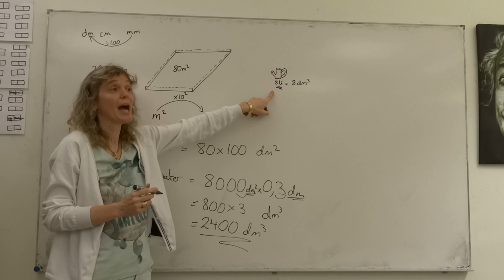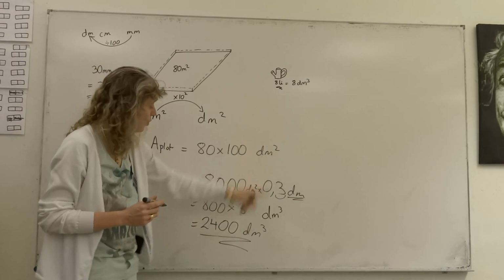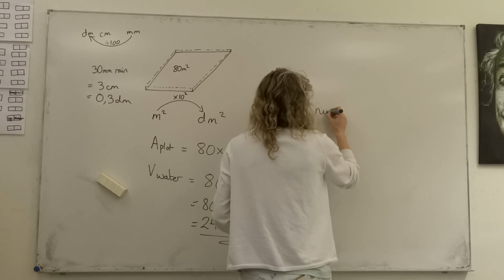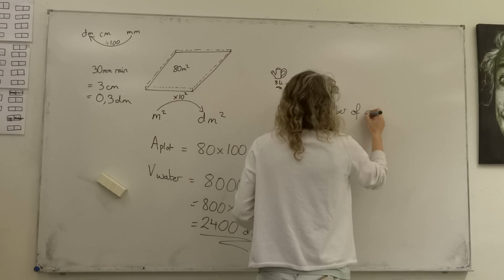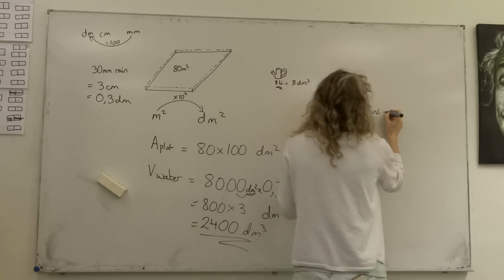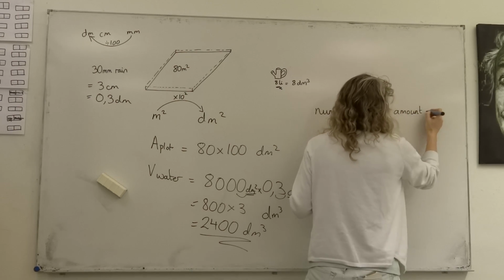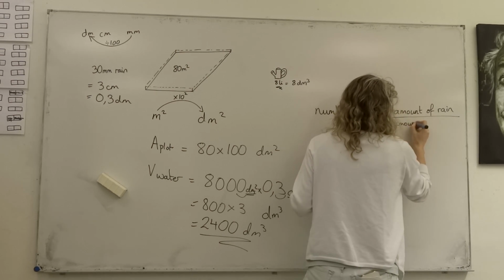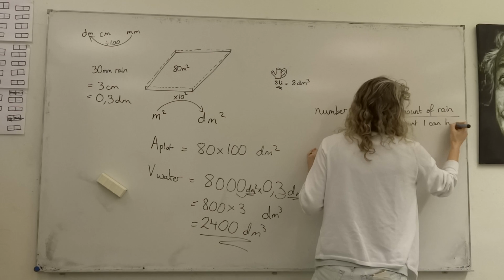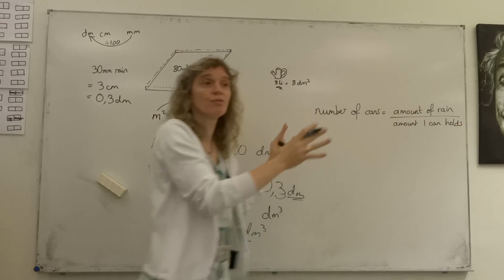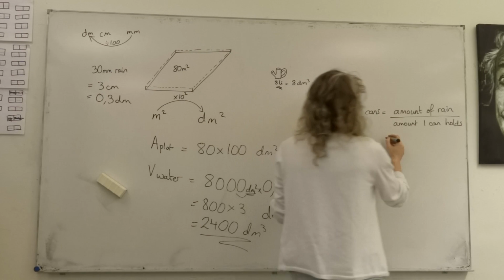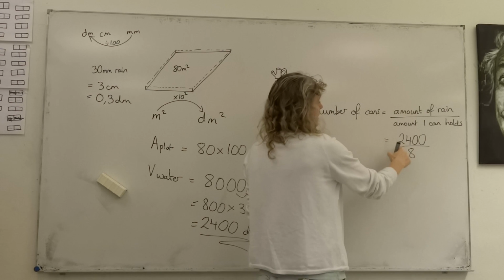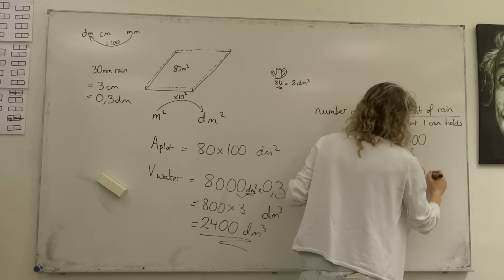But how many watering cans am I going to need? Each watering can has 8 litres, or 8 decimetres cubed. So the number of watering cans, my formula here, will be the amount of water divided by the amount one can holds. All the amount of rain divided by the amount that one can will hold. So I'll have 2,400 divided by 8. 8, 16, 24, it goes 3 times. 300 cans.